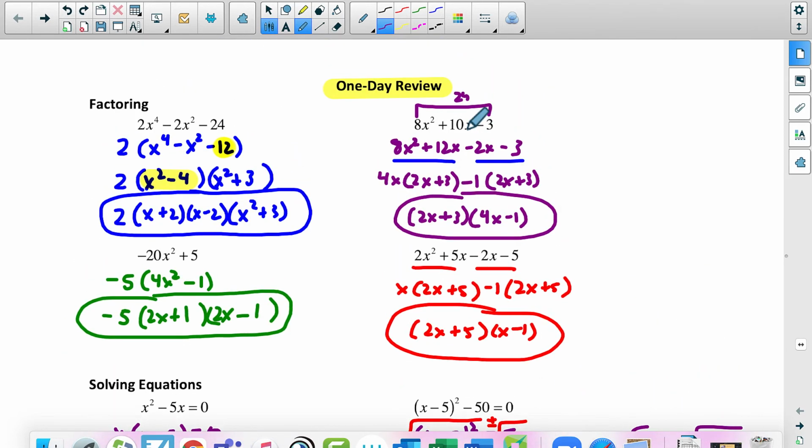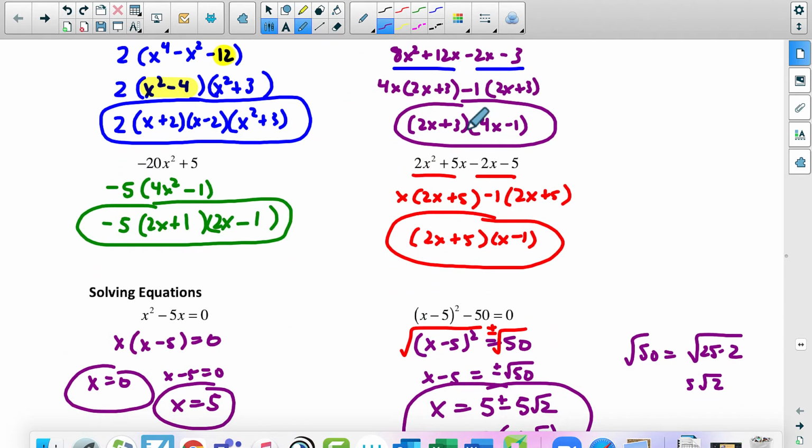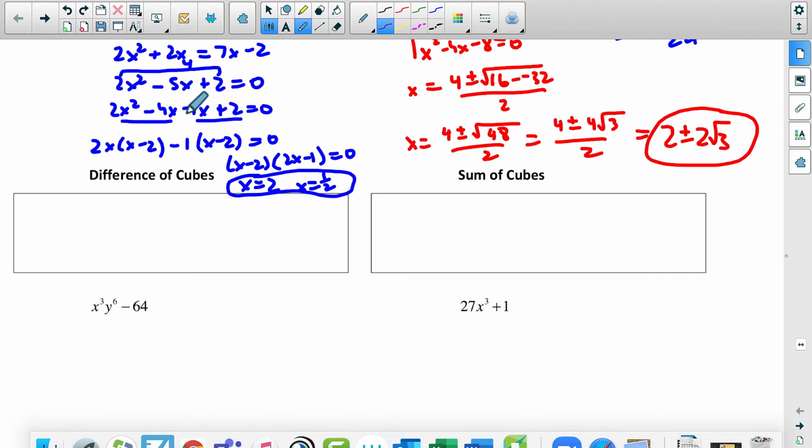So we talked about difference of squares. That would be like the highlighted part right here, right? Difference of squares, x plus 2, x minus 2. And you've learned that you can't do a sum of squares. You can't factor a sum of squares. But you can factor a sum of cubes. And you can also factor difference of cubes. So I'll give you a formula, which I always forget, to be honest.